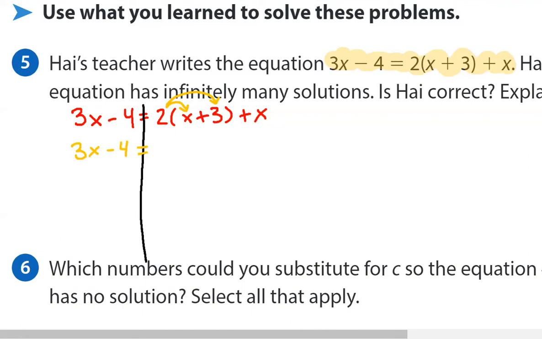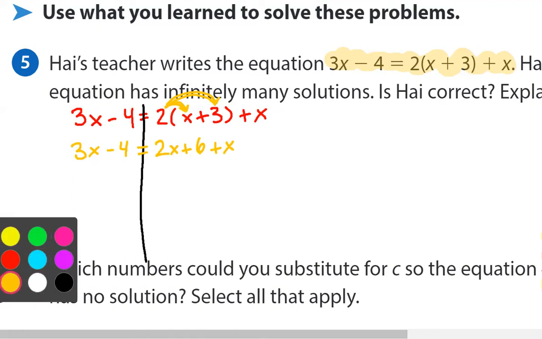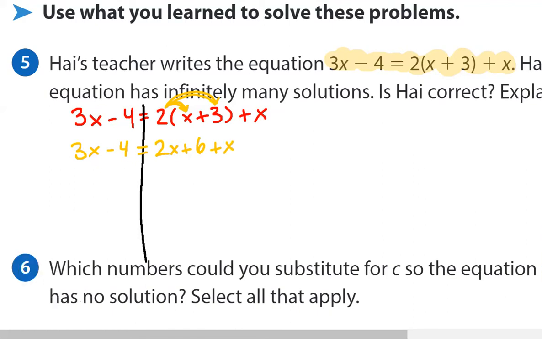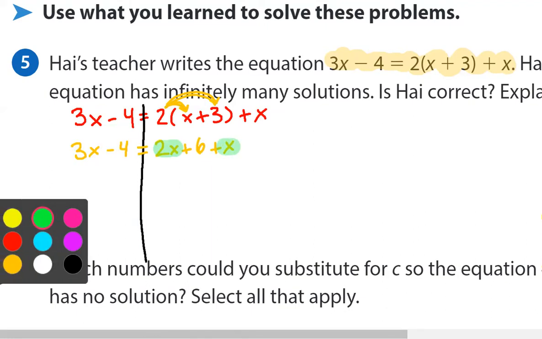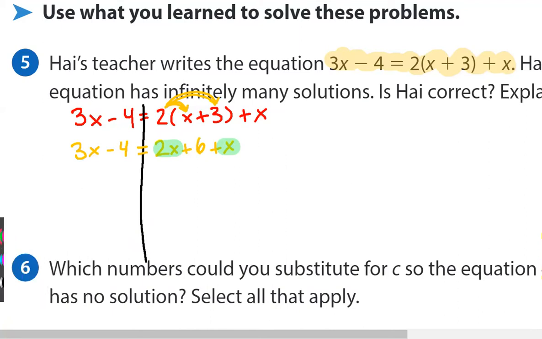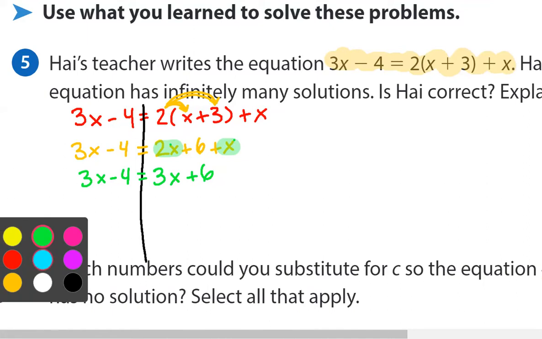And I've got 2 times x is 2x. 2 times 3 is 6. And then I've still got this positive x over here. The next thing I would like to do is simplify the right side of the equation by combining the like terms. So now I'll rewrite it a little bit simpler. 3x minus 4 equals 2x, and an x, well, that's 3x's now, plus 6. Now I guess I'll subtract the 3x's from both sides.